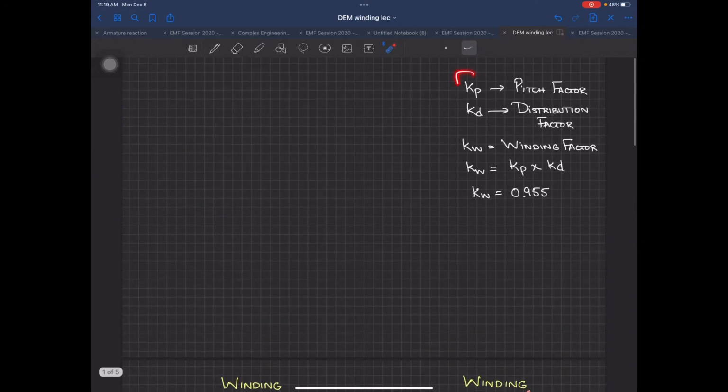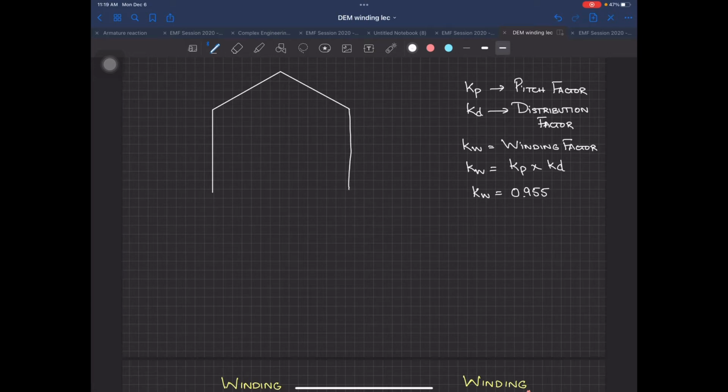I don't know how many of you have gone through the proof of these two, because Kp factor, if you remember, if I'm not wrong, is equal to cos of theta divided by 2. So theta is actually the angle by which you are chording it. By chording, I mean, supposing I draw that coil over here again, this is my coil 1 end, this is my coil 2nd end, and I'm just showing it over here.